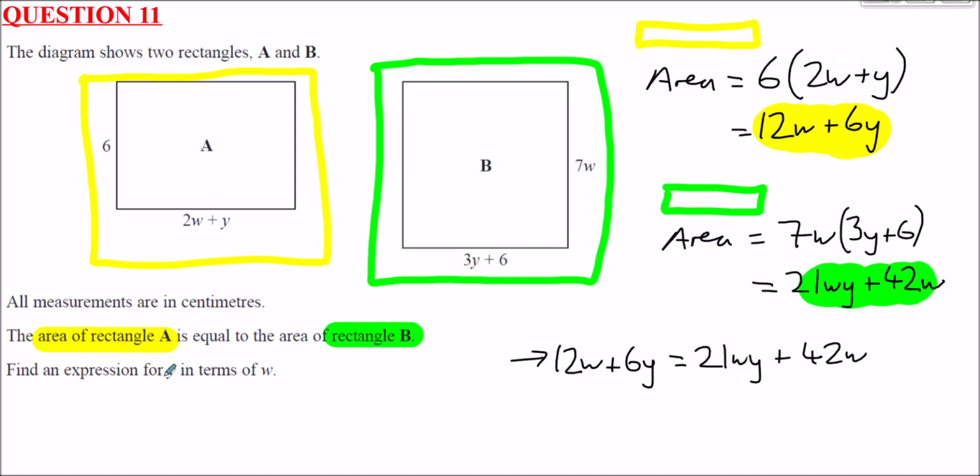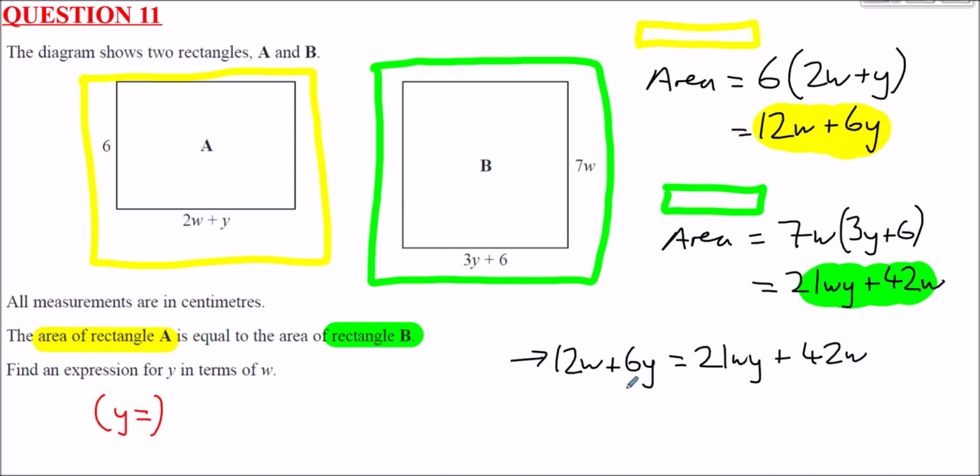Find an expression for y in terms of w. So we want to make y the subject. Essentially, we want a y equals something, so we want it all in terms of w. So we need to get y on its own on one side of this equation so that we can then, afterwards, isolate it and work out what y is in relation to everything else. So we need to get y on the same side of the equation, whereas here we've got y's on both the left and the right.